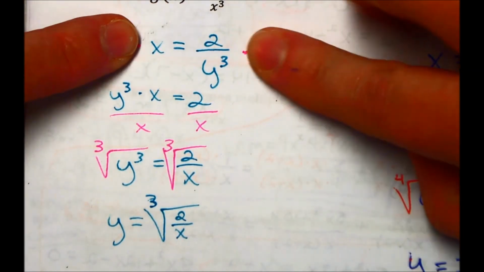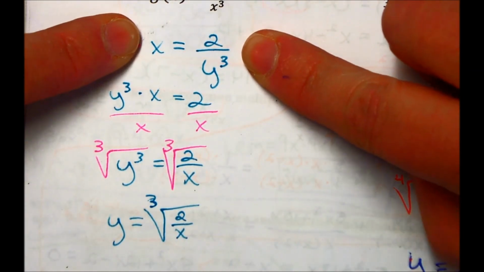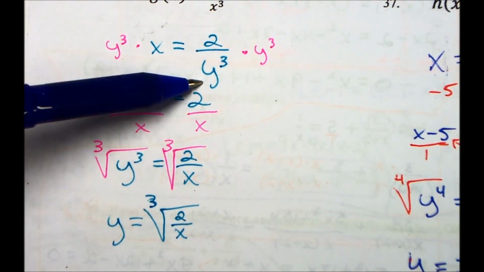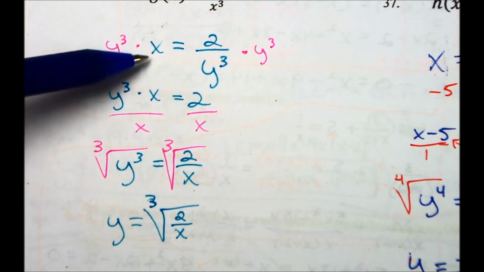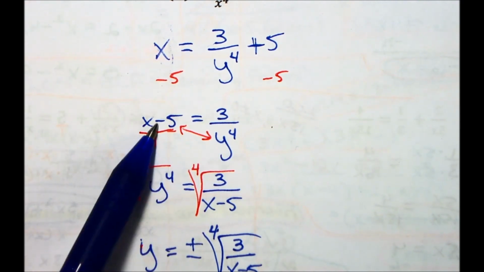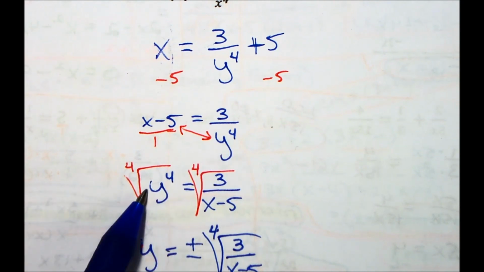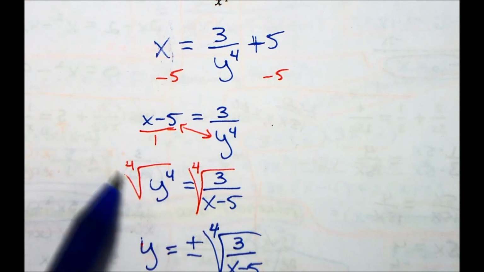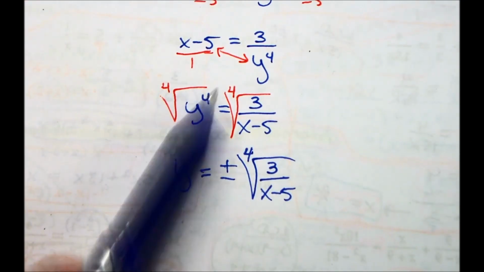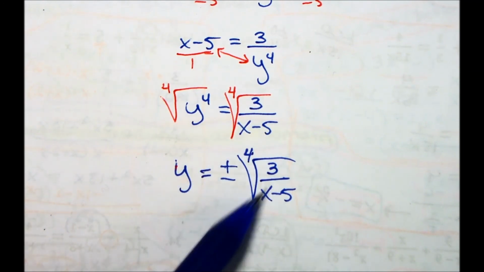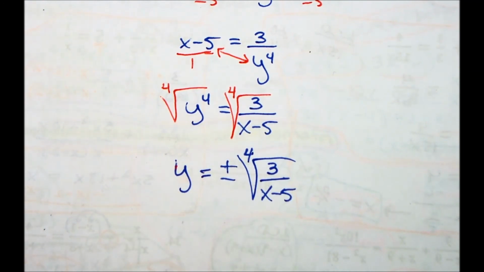So if we look from that step to this step, you can kind of see how the x went to the denominator, the y to the third went to the numerator. So you can do that with proportions. So that's basically what I did here. I moved the x minus 5 to the denominator, moved the y to the fourth to the numerator, and then my 3 is still my numerator here. To get rid of the fourth power, I take the fourth root. Again, it's an even root, so don't forget plus minus in front of that fourth root. And then the 3 over x minus 5 is all in the radical.